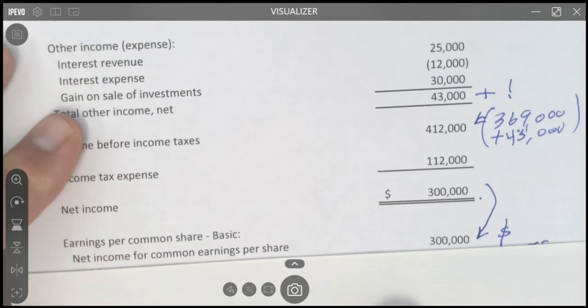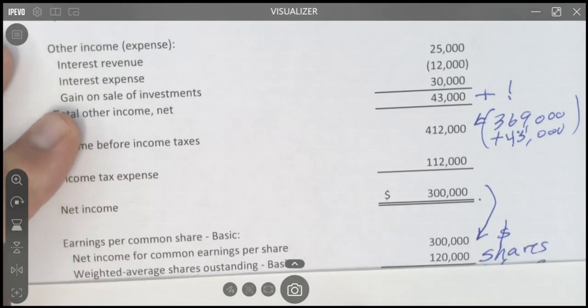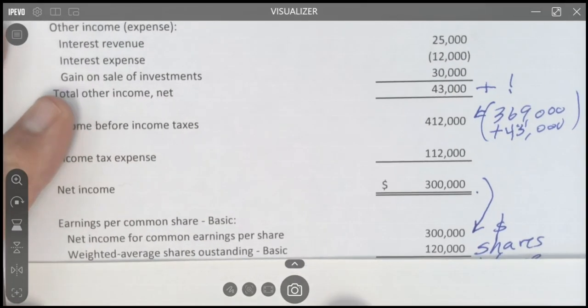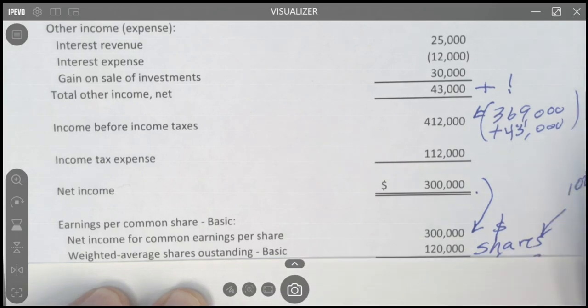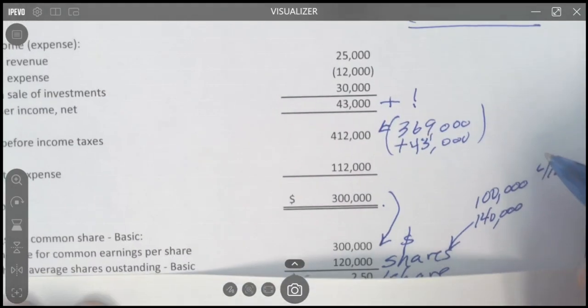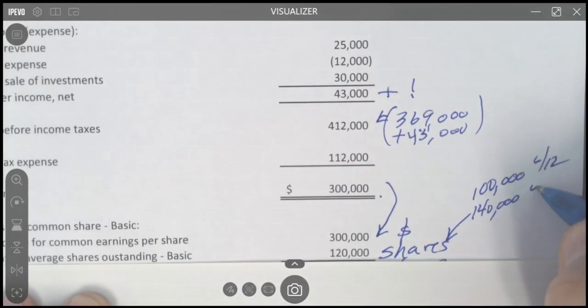And then the denominator is the weighted average shares outstanding. Remember, it started the year at 100,000, and it stayed there for 6 of the 12 months. It then went up to 140,000, and we had 140,000 outstanding for 6 of the 12 months.